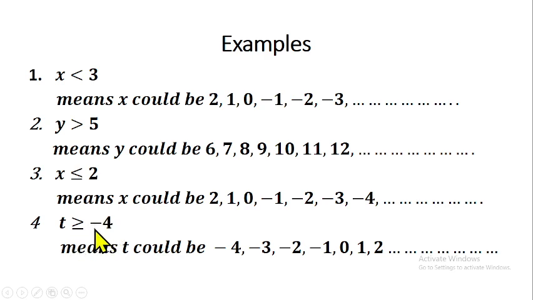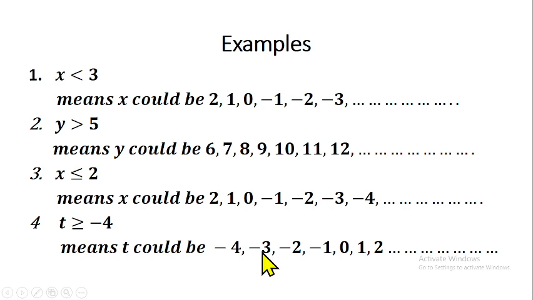Is minus 4 part of the range of values of t? Yes. It could be greater than minus 4 or equal to minus 4. That's the meaning of this statement. So the range of values of t that is greater than or equal to minus 4. So it could be greater than or equal to, so that minus 4 is part.